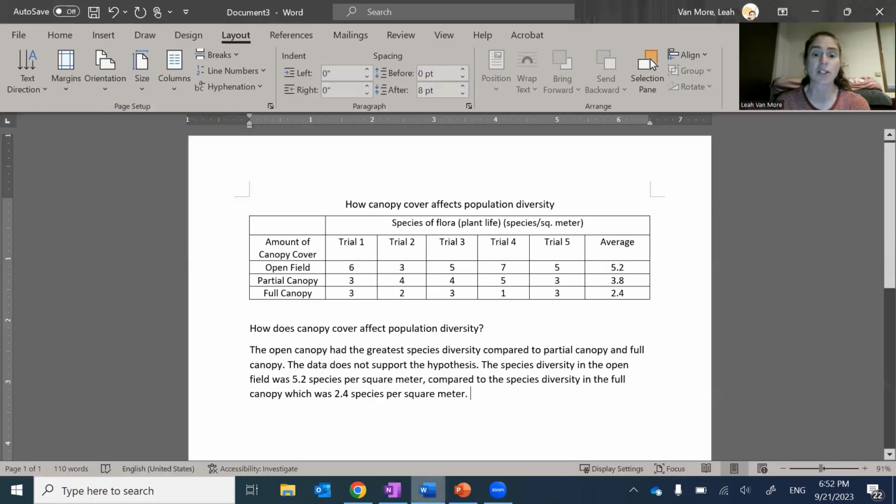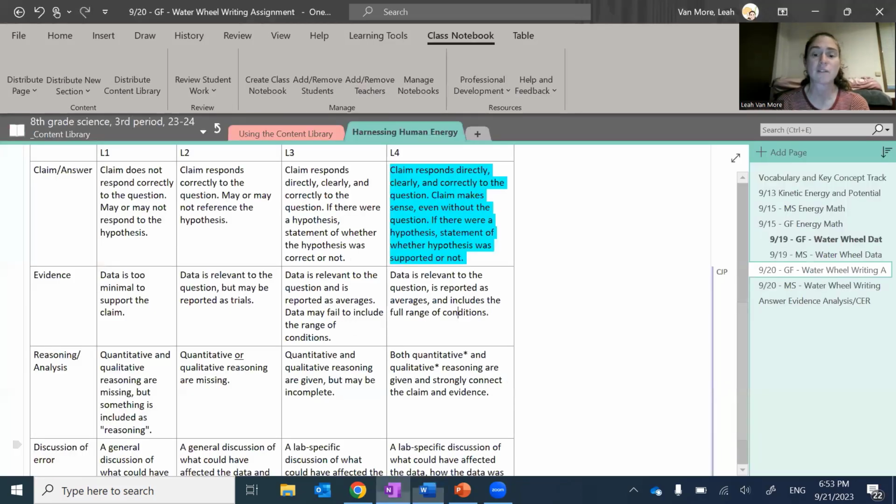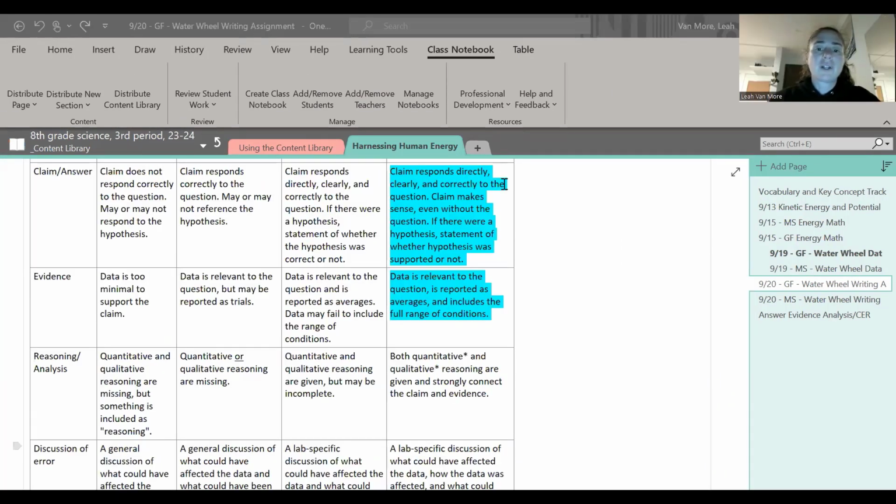Let's see what else it says. It's relevant to the question. The question was, how does canopy cover affect population diversity? I'm talking about species diversity. I'm talking about canopy cover. So I've covered all of that, and I can now say, yes, I've done that. I could go on and finish the whole rubric and finish the whole CER.